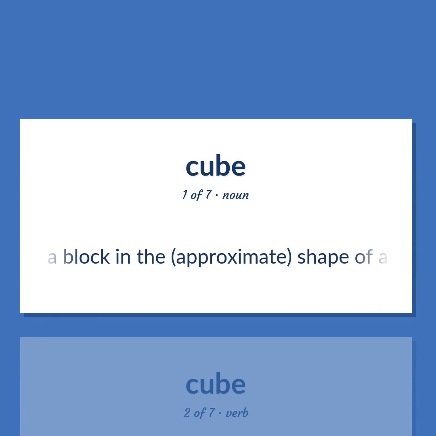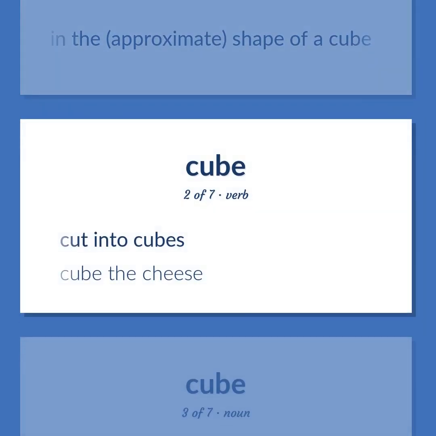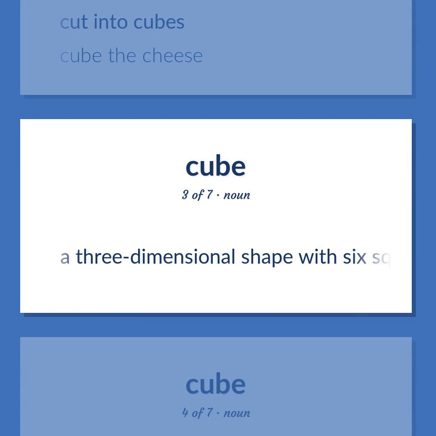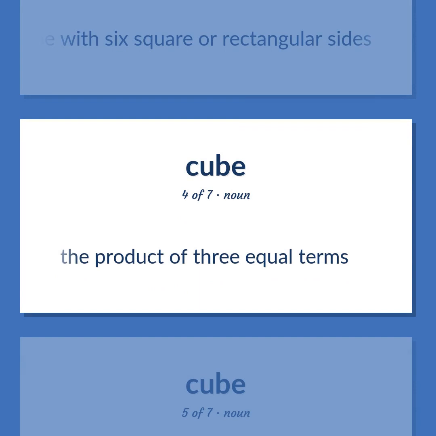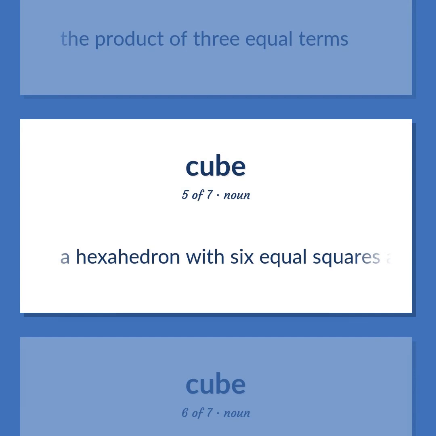A block in the approximate shape of a cube. Cut into cubes. Cube the cheese. A three-dimensional shape with 6 square or rectangular sides. The product of 3 equal terms. A hexahedron with 6 equal squares as faces.